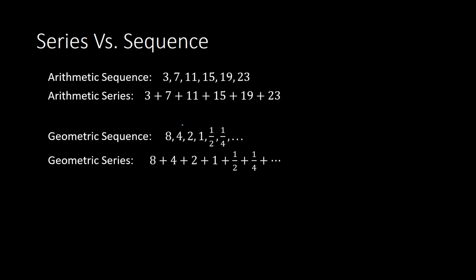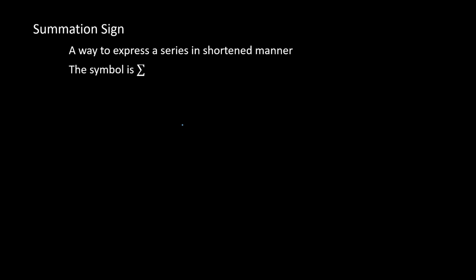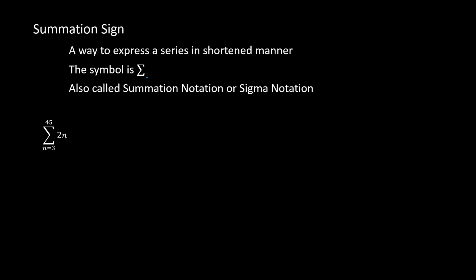Now when we deal with series, where we add everything together, there is a quick way that we can show or represent a series. And that is by using what is called a summation sign. It's a way to express a series in a shortened manner. The symbol is right here, which is a Greek capital sigma. And in Greek, a sigma is the letter S in English, and this is a capital sigma. So this is also called summation notation or sigma notation because it's a sigma.